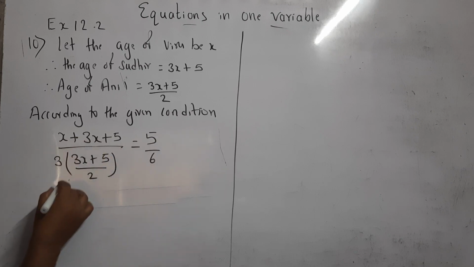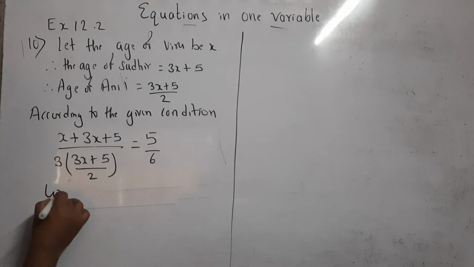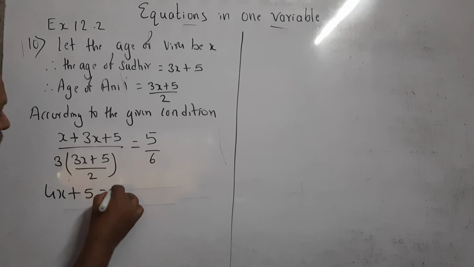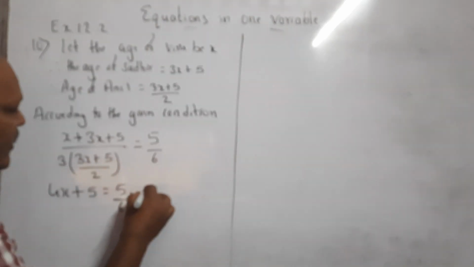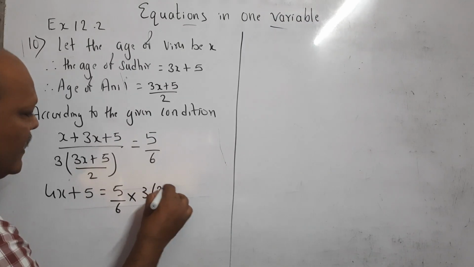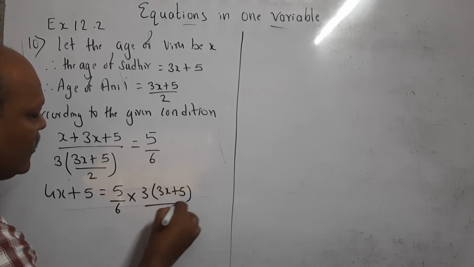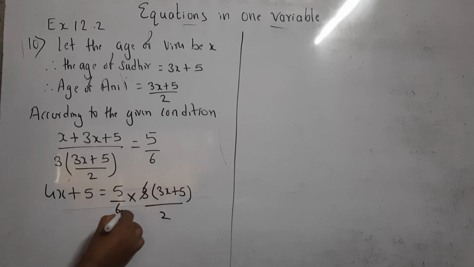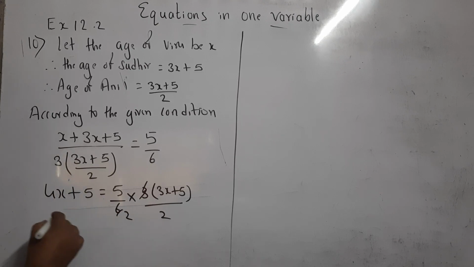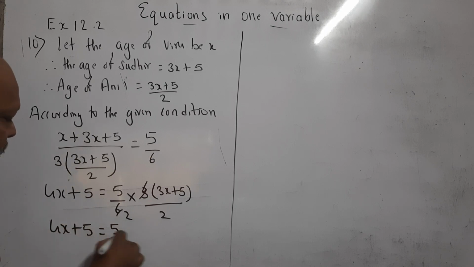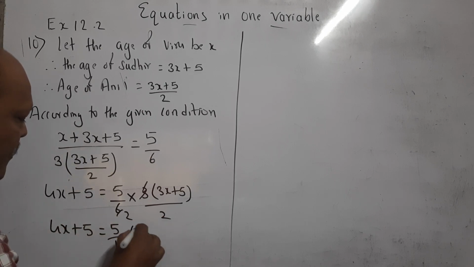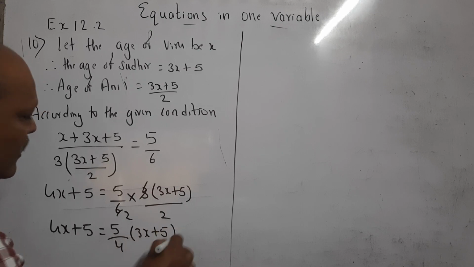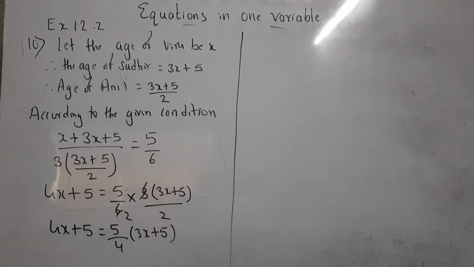1 + 1 कितना होगा? 1 + 3 कितना होगा? 4x + 5 is equal to 5/6 into 3 bracket 3x + 5 upon 2. Any doubt till here? Cancellation हो जाएगा. 3 1s are 3, 2 2s are 4. I hope all of you understood. So what we will get here? 4x + 5 is equal to 5 into 3x + 5 upon 4. I hope all of you understood till here.